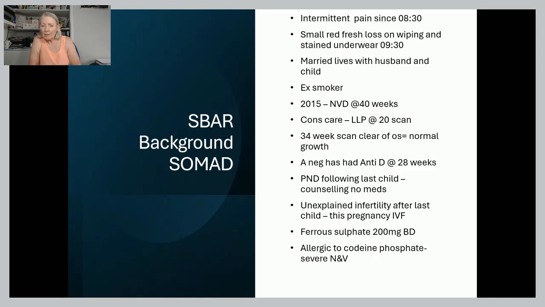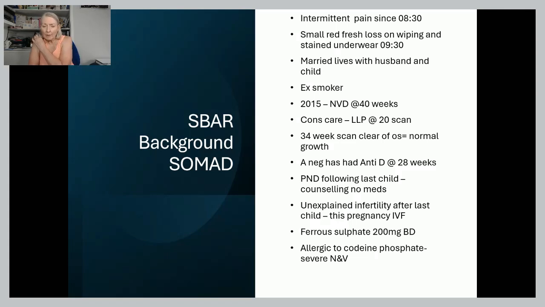She had a low-lying placenta at the 20-week scan, but at the 34-week scan, it was clear of the os and there was normal growth, and she was referred back to midwifery care. She's rhesus negative, and she did have anti-D prophylactically at 28 weeks.